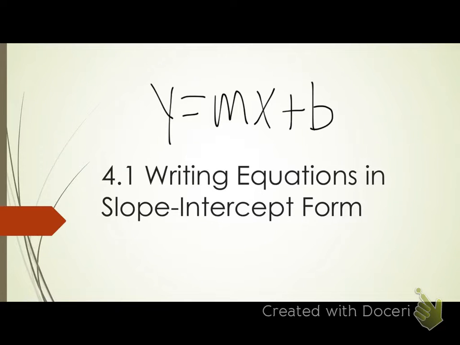Slope-intercept form is y equals mx plus b. What does the m represent? Slope. What does the b represent? The y-intercept. That's why it's called slope-intercept form, right? So if I was wanting to write an equation in slope-intercept form, which two things do you think I would need?